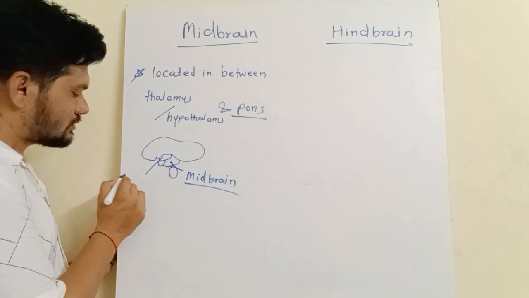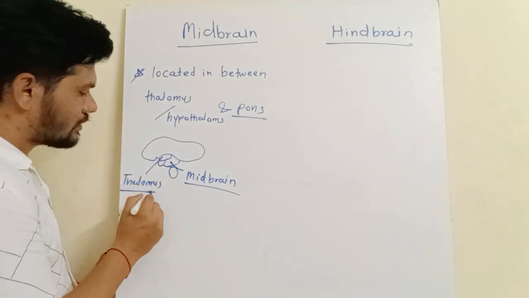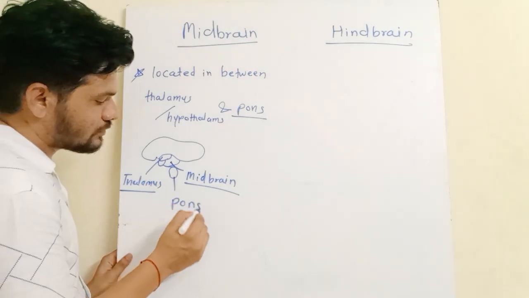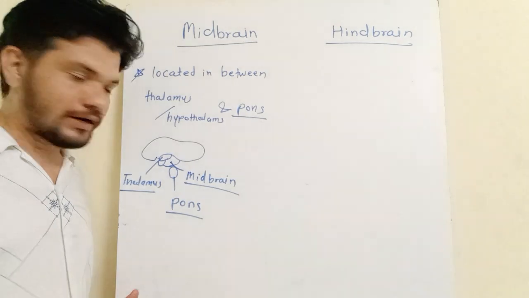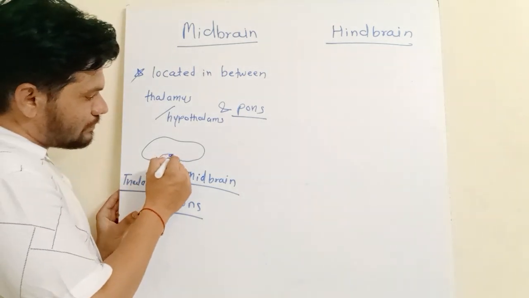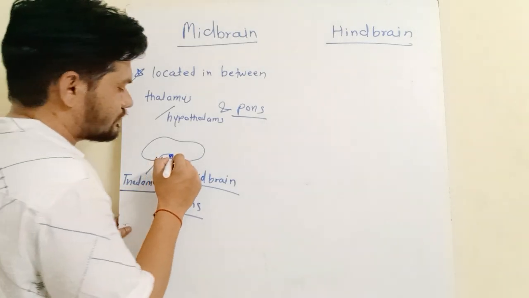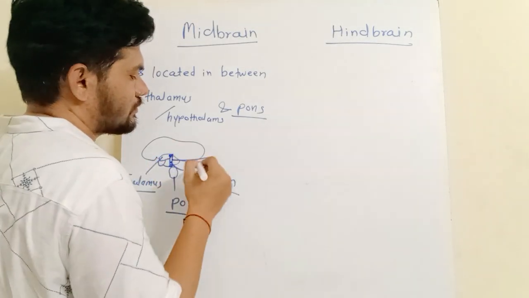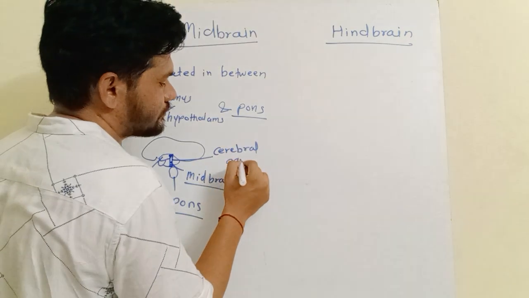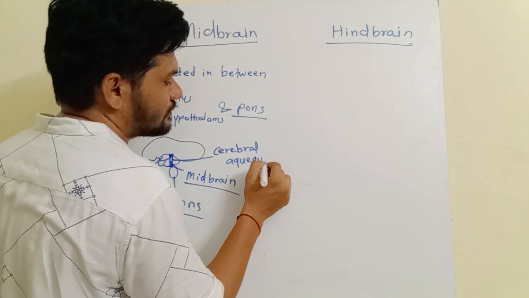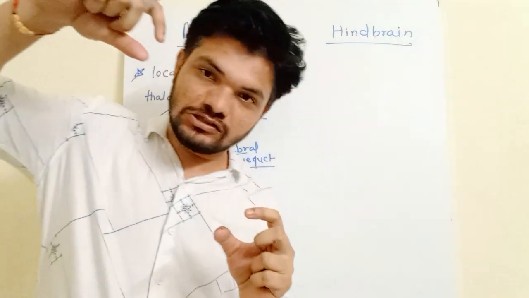This is thalamus, which is a part of forebrain. This is pons. Between thalamus, hypothalamus, and pons, midbrain is located. There is a canal that passes through the midbrain, called the cerebral aqueduct. There is a canal which passes through midbrain.